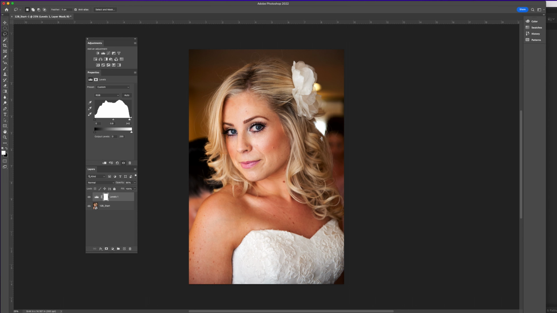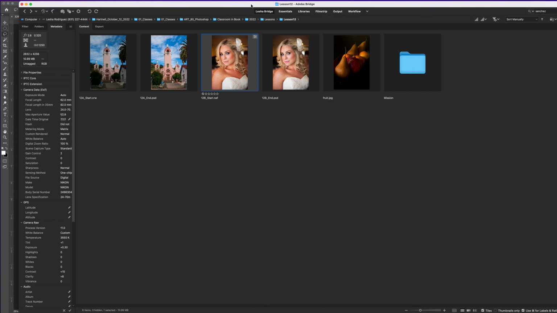And that is our adjustments using the histogram. Oops, we don't want that.